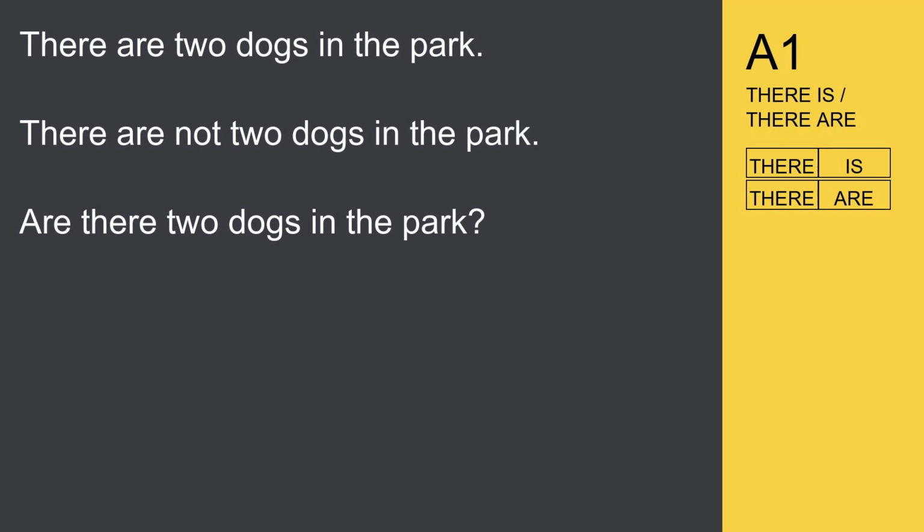There are 2 dogs in the park. There are not 2 dogs in the park. Are there 2 dogs in the park?